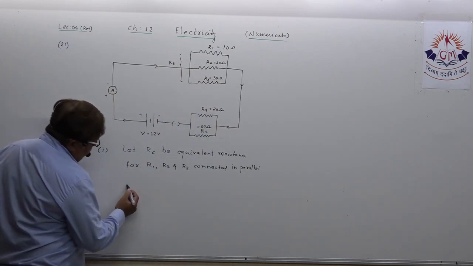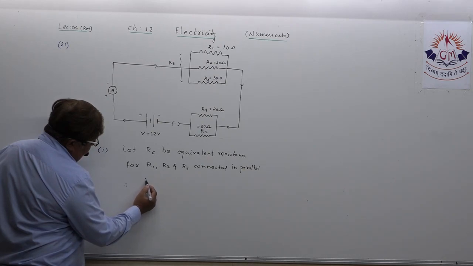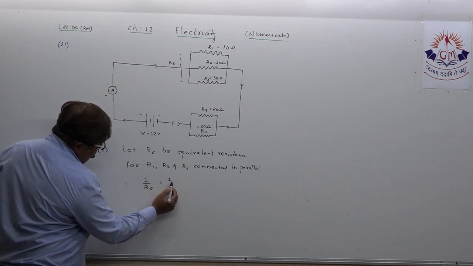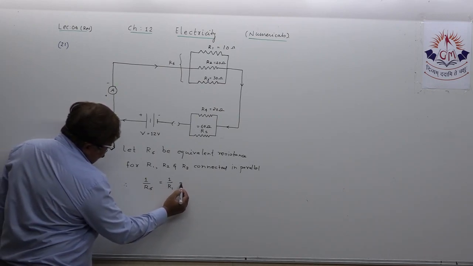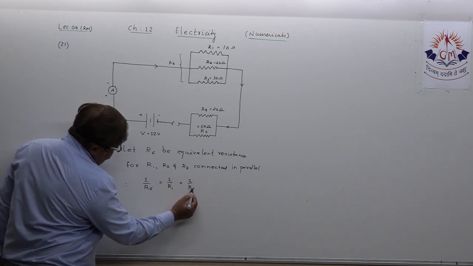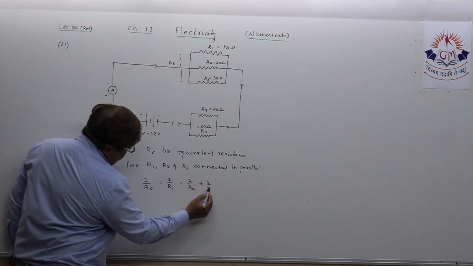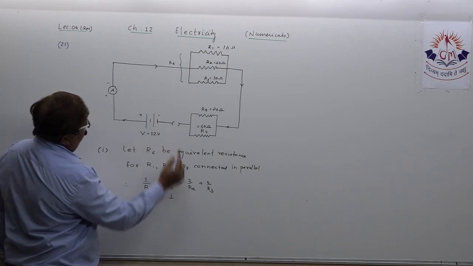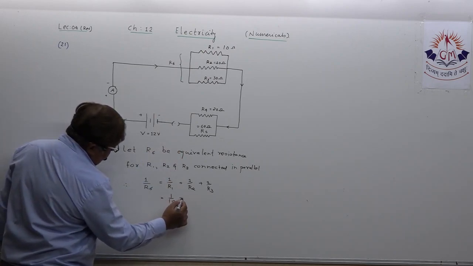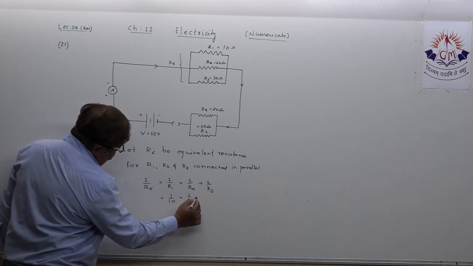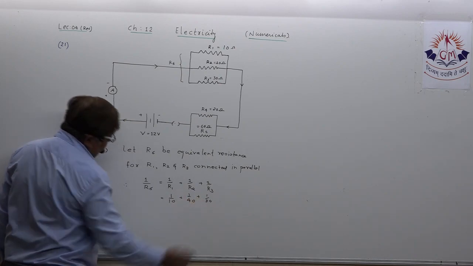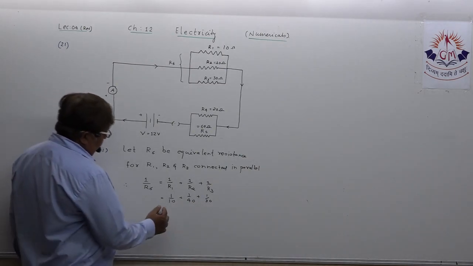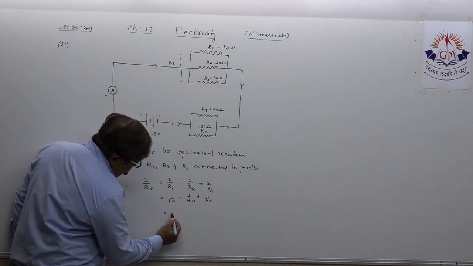So, you know the formula for parallel connection: 1 upon R6 equals 1 upon R1 plus 1 upon R2 plus 1 upon R3, which is 1 upon 10 plus 1 upon 40 plus 1 upon 30. Understood? Just take the LCM, as you know, 120.